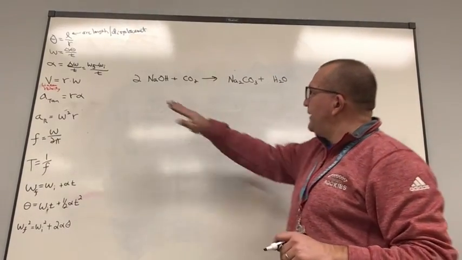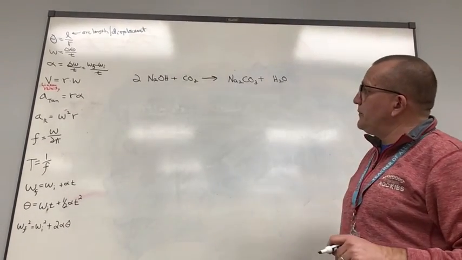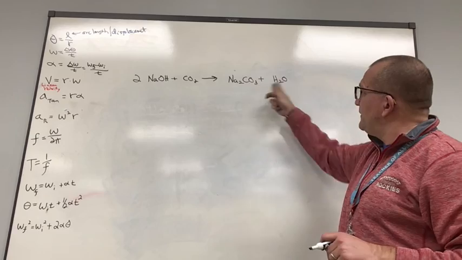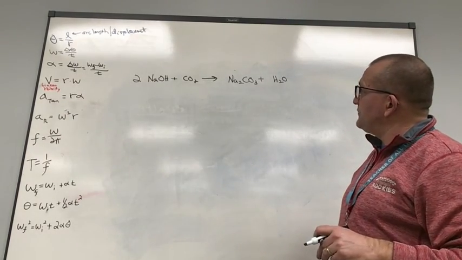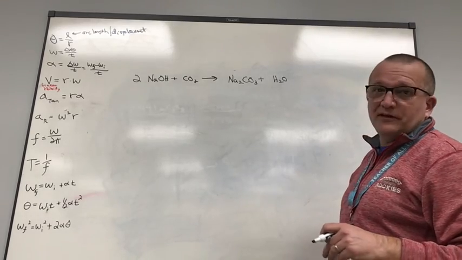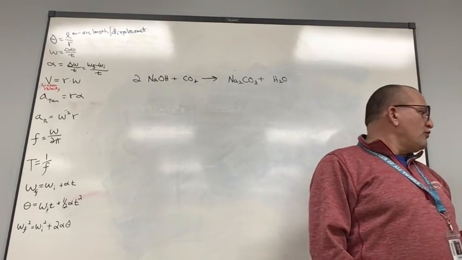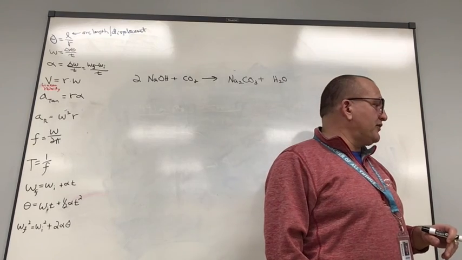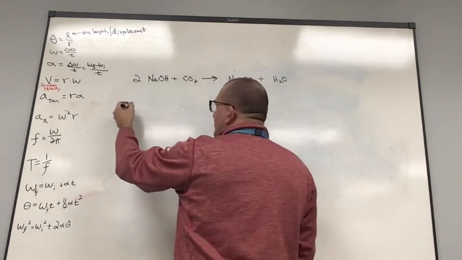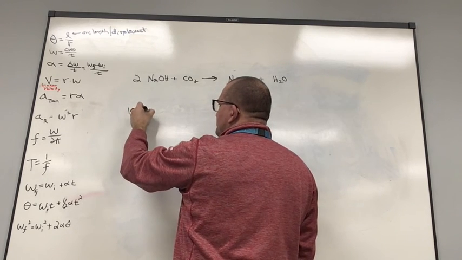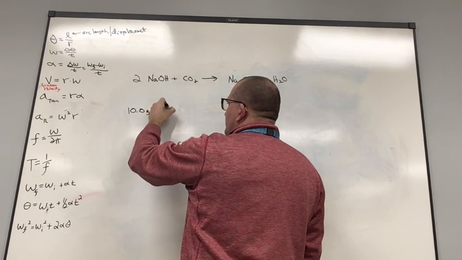All right, so here's our balanced reaction. Sodium hydroxide plus carbon dioxide gives us sodium carbonate and water. Already balanced. Easy balance, right? We just put a 2 in front of the sodium hydroxide and we got it. So the question is, we want to know how much carbon dioxide gas is required to react with 10 grams of NaOH. So when you see that 10 grams of NaOH, that's where I start with, 10 grams NaOH.